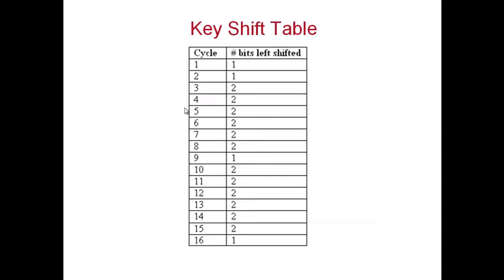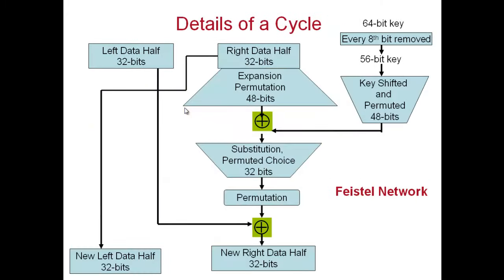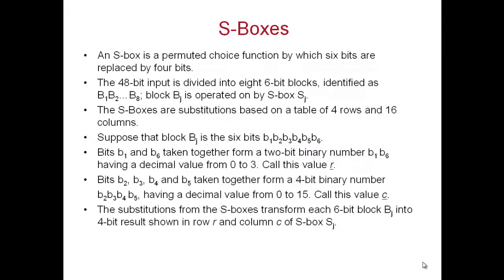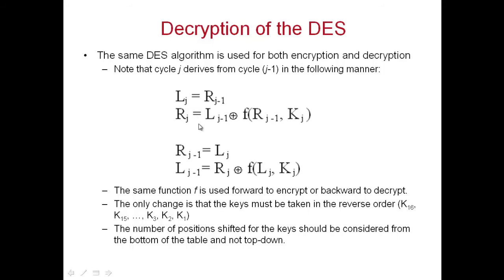So if you go back and look at the cycle, Lj, or Li, is simply the previous right half, which is Rj minus 1, and the right half Rj is Lj minus 1 XORed with the Feistel network output, which is basically taking Rj minus 1 and Kj as input and giving a 32-bit output. Now decryption will make use of this, as I'll show here.